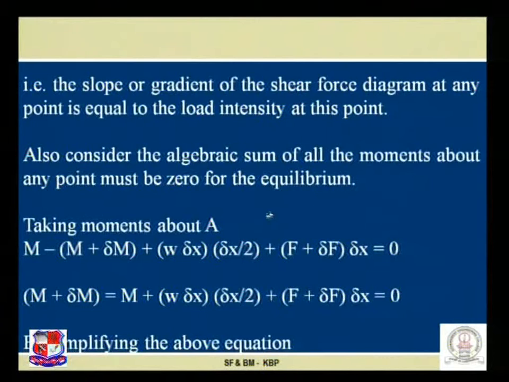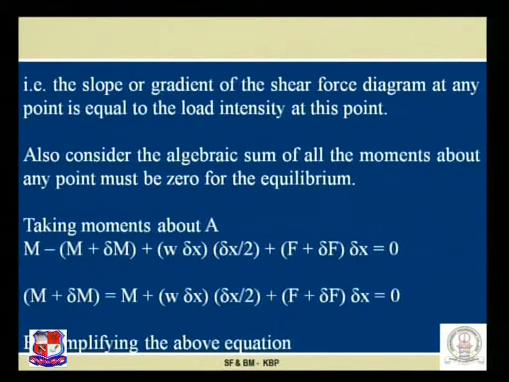In short, we are taking the moment about A, that is sigma MA is equal to 0. That equilibrium condition we are using right now. Sigma is the symbolic representation of summation, M is the moment, and A is the point at which we are interested to take the moment. Means sigma MA is equal to the sum of all the moments of forces about point A, equated with 0.